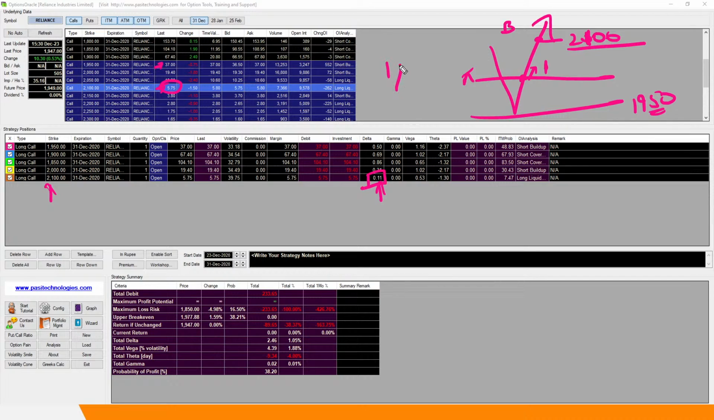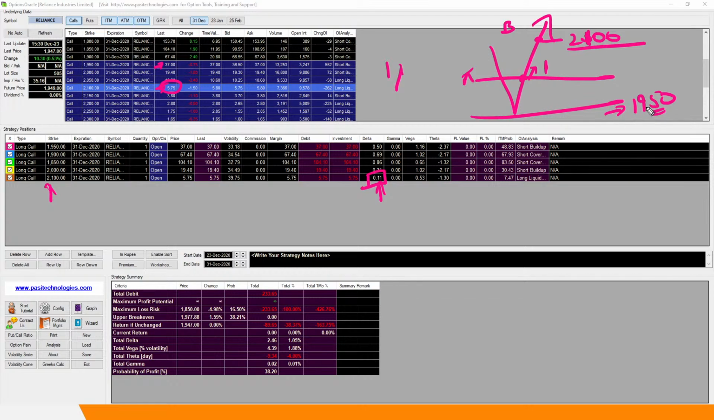So even if it goes 1 rupee in your favor, you do not get the advantage of 1 rupee, you only get the advantage of 10 paise, right? And the only reason you did that was because you wanted to buy a cheap option. But if you remember when we talked about how to select the strike, we said we will always choose the strike which is at the money or maybe in the money, never out of the money.